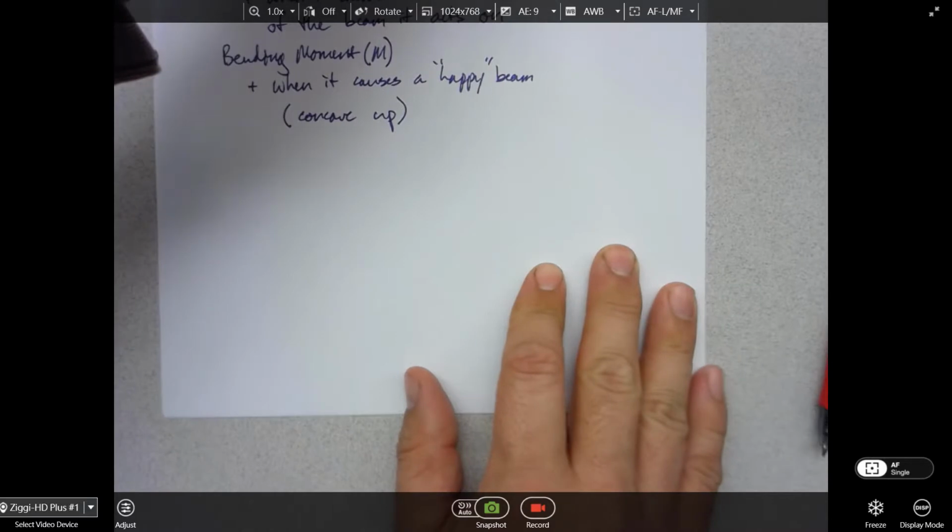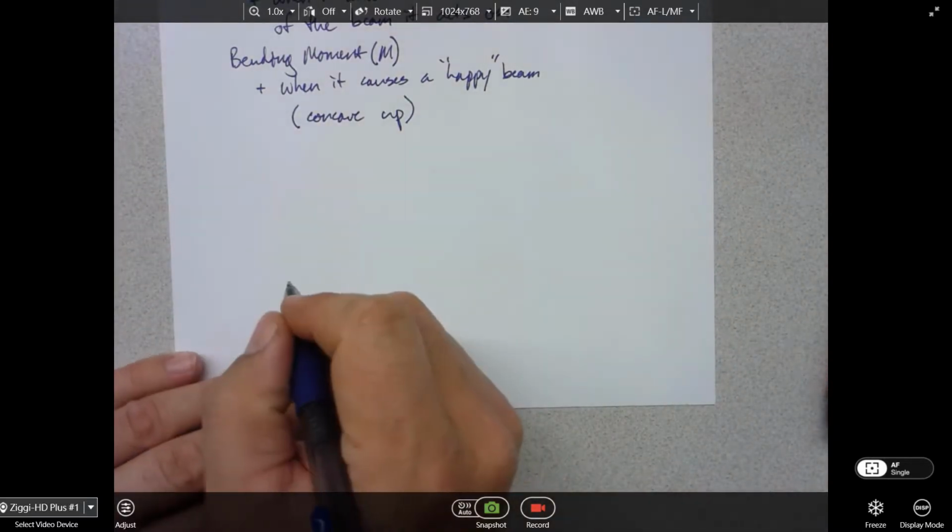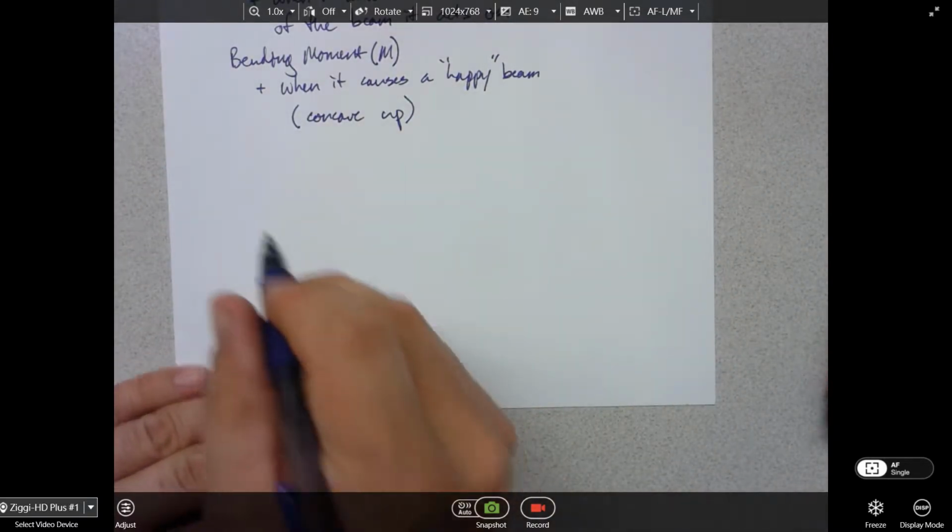So with that in mind, let's take a look at the simplest of beams.